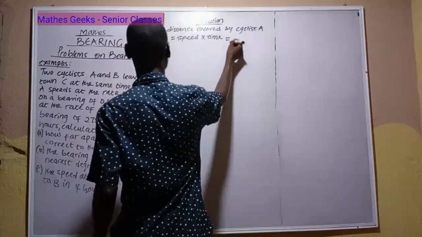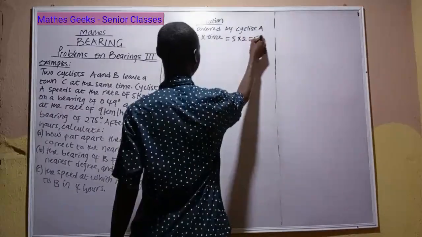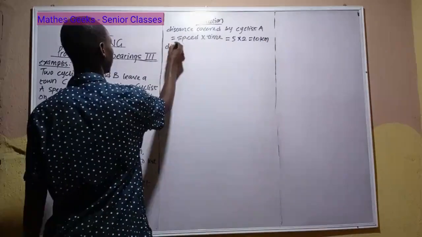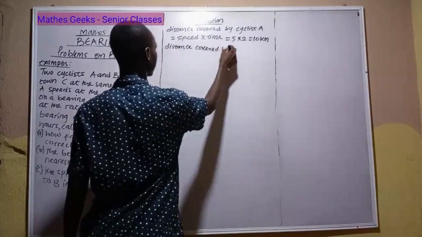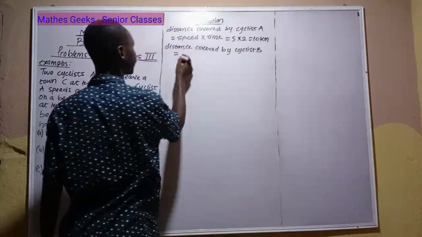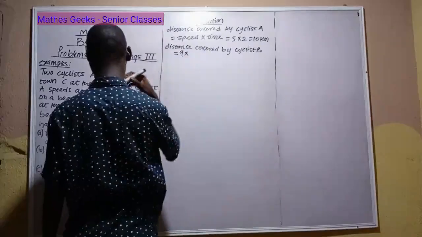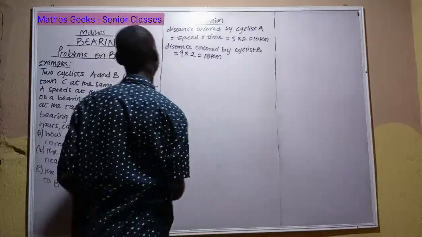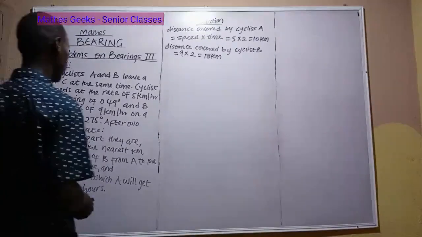So first, the distance covered by cyclist A is 5 times 2, that's equal to 10 kilometers. Distance covered by cyclist B is equal to 9 times 2, that's equal to 18 kilometers. So let's get this information in a diagram form.